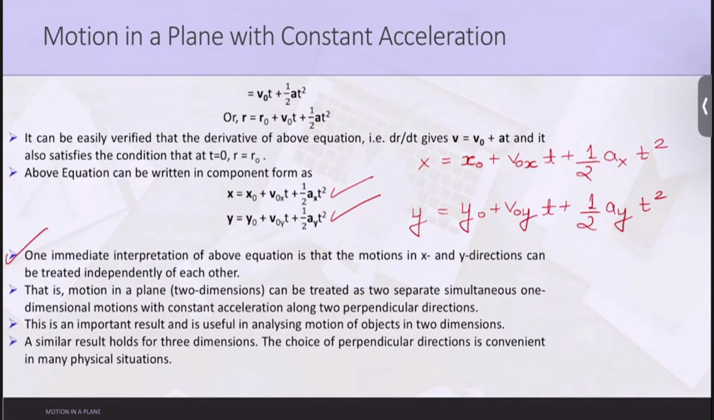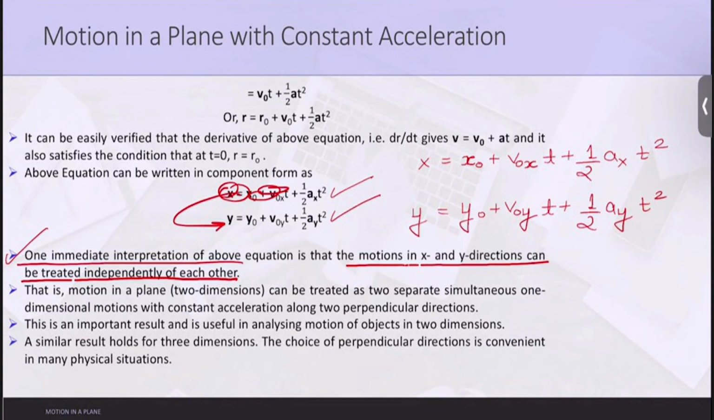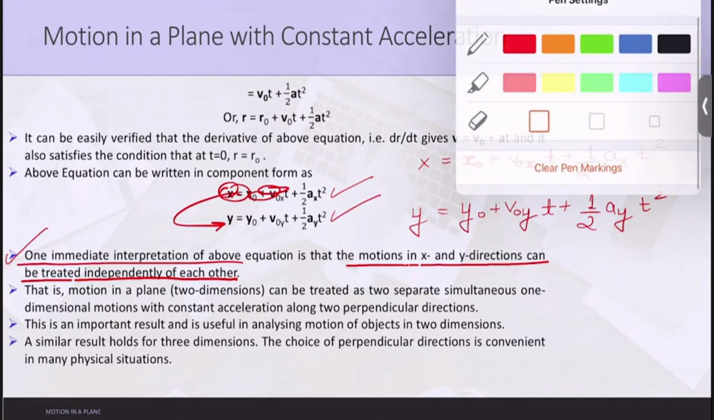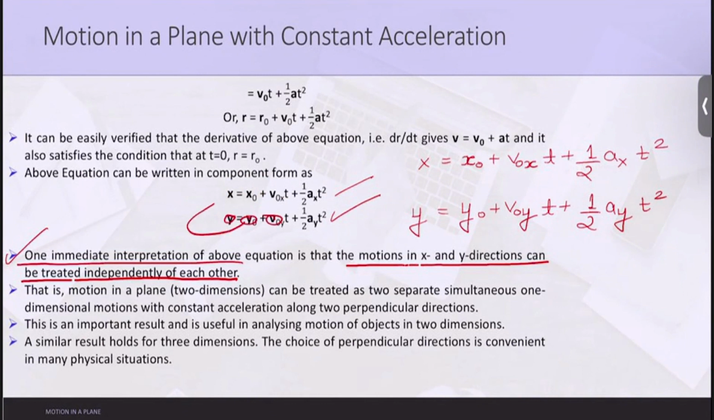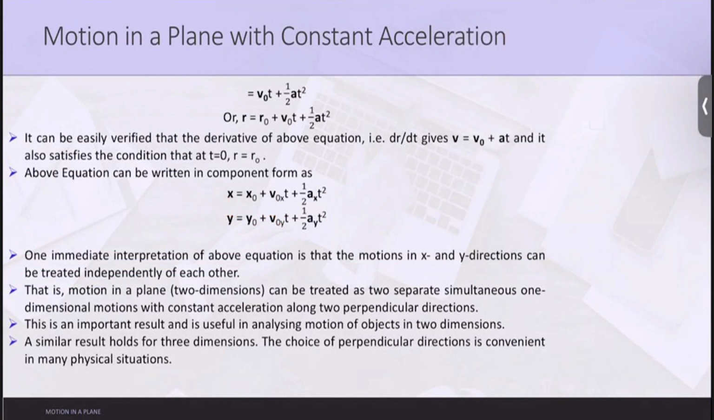Okay. So one immediate interpretation of the above equation is that the motions in x and y direction can be treated independently of each other. So there is no effect of these quantities on the below thing, and there is no effect of these below quantities on the above. Okay, so that is how we can say that the motions in a straight line or motions in x and y direction can be treated independently of each other.